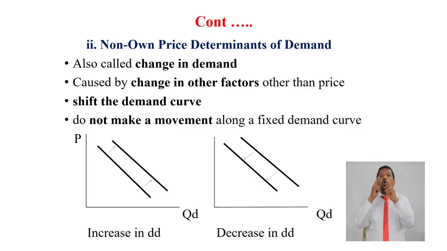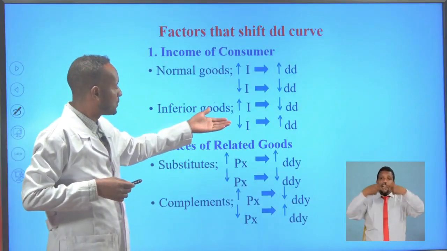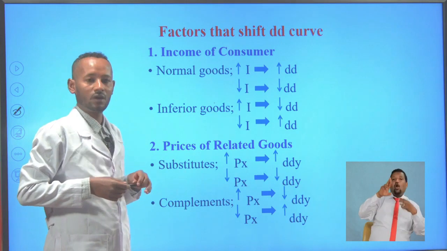Inferior goods are those goods whose income effect is negative. That means as the income of a consumer increases, the demand for inferior goods will decline, and as the income of a consumer declines, the demand for inferior goods will increase. So there is an inverse relationship between changes in income and the demand for inferior goods.